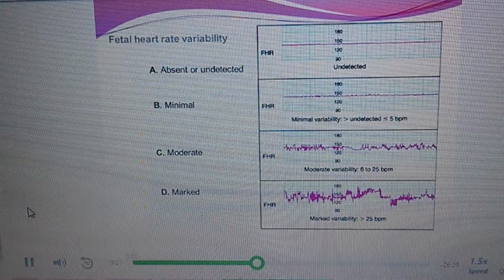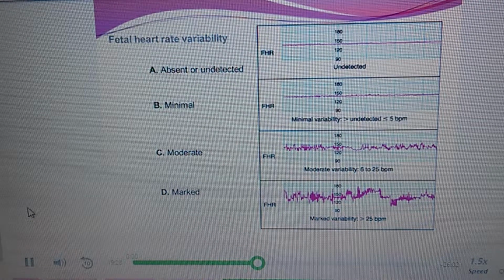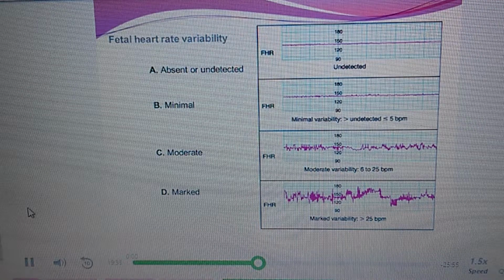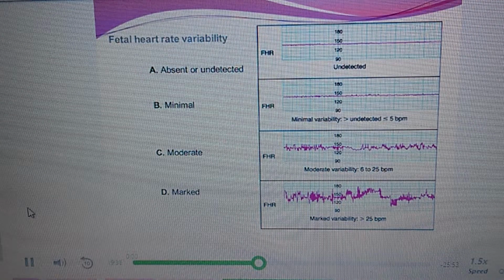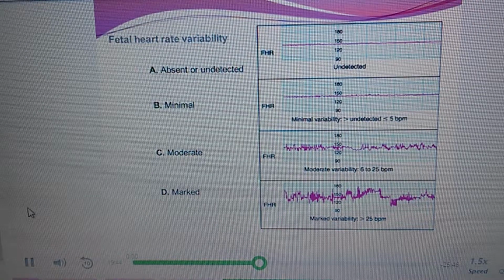Looking at variability here, we have some examples. In the A example, representing this first block up here that says undetected, this is considered absent or undetected variability. The line is straight. This is telling us that our baby's central nervous system is not intact.